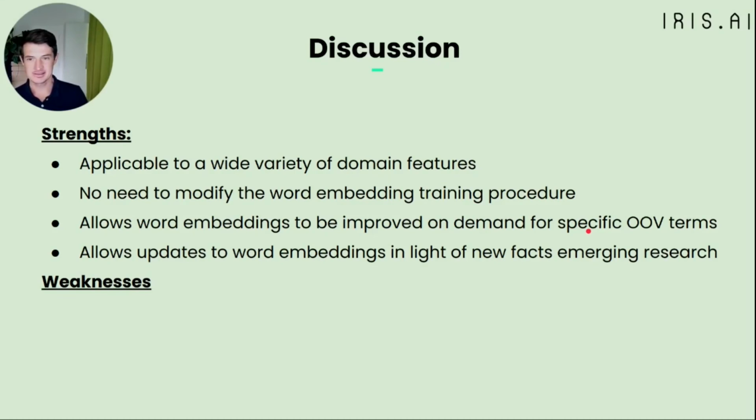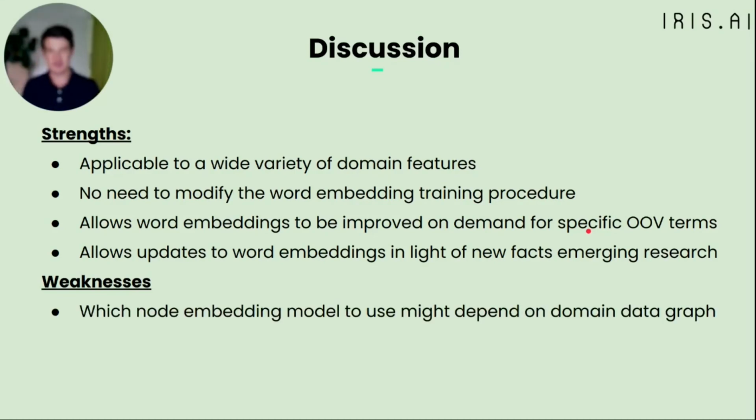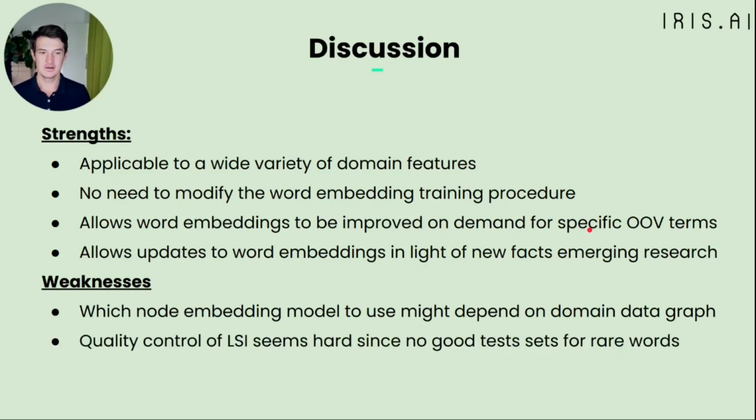On the weaknesses side, the exact node embedding model to use might depend on the domain data graph, making the node embedding model a hyperparameter which might be costly to optimize. Also, quality control of LSI seems hard, since the terms we most desire to impute are exactly the terms for which no good evaluation test sets are available.